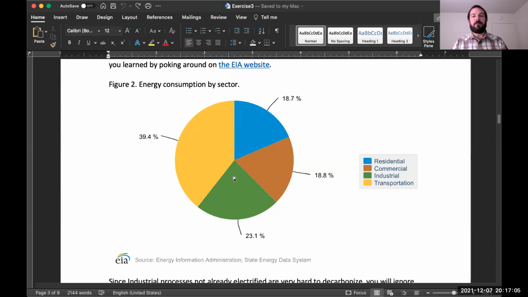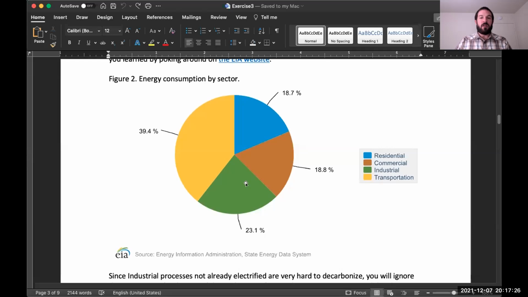Okay, and so for now, what this sheet asks you to do is to focus on 75% of this pie. It wants you to focus on residential and commercial as buildings, and then on transportation. Now, there's also some fraction of industrial that is due to electricity generation. They're using electricity, absolutely. The thing is that we're not going into those specific industrial processes that by their nature generate CO2 and trying to decarbonize those processes. That's far too involved for what we're up to right now.